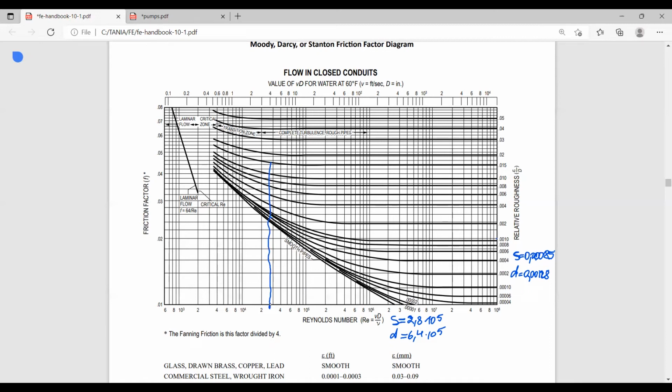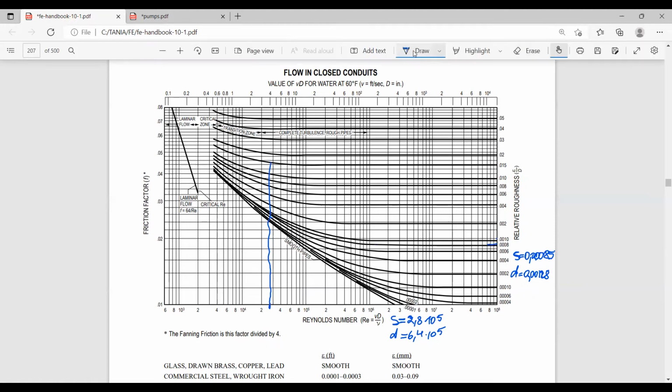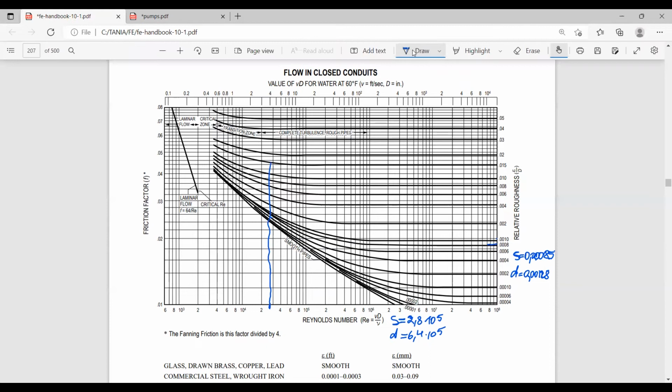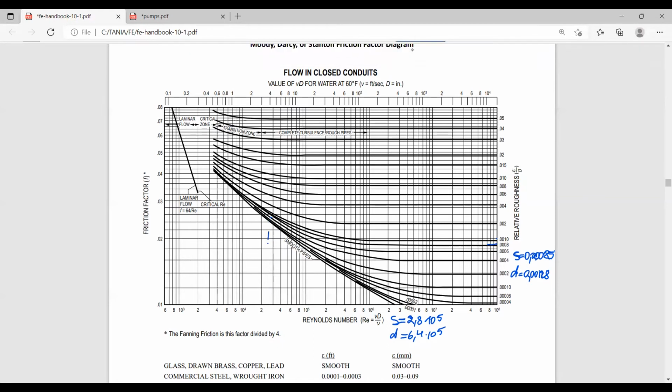And then 0.0085, it's over here. So slightly going upward than this line, we can go ahead and assume that friction factor is very close to 0.02. So this line was here. And then 0.085, very close to this line. I can assume friction factor equals very close to 0.02.